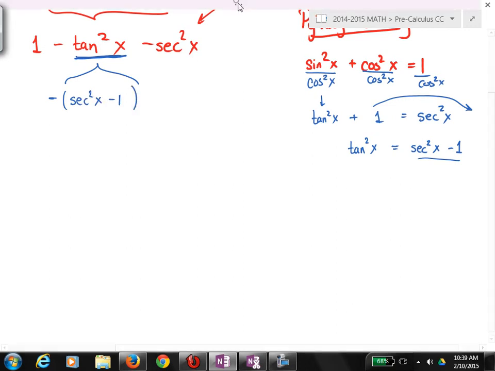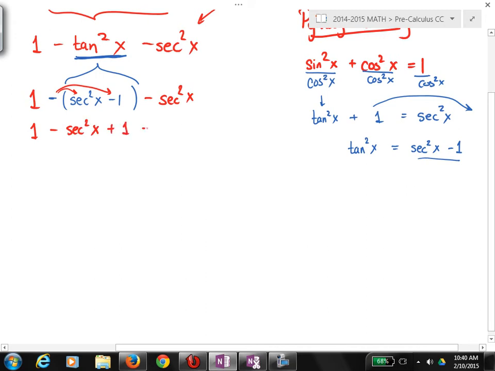And I'm putting it in parentheses so that you can make sure that, again, you identify that everything else stays the same. That 1 minus and that negative, I do have to distribute into both of these. So minus secant squared of x plus 1 minus secant squared of x. I'm going to combine like terms. 1 plus 1 is going to give me 2. And this negative secant squared of x is going to give me 2 of those. So I'm going to say minus 2 secant squared of x.